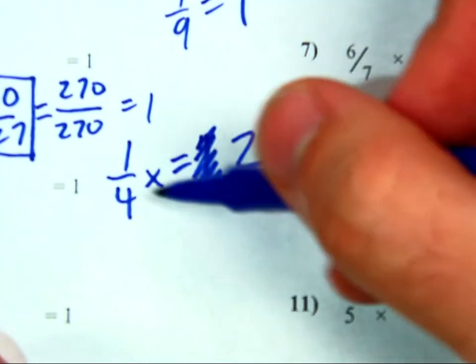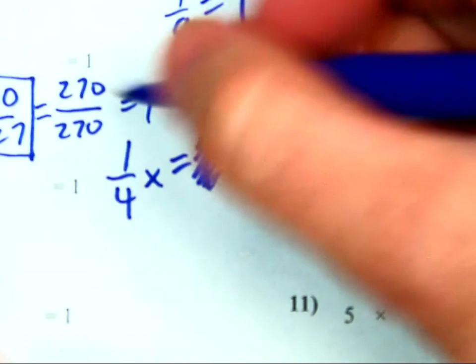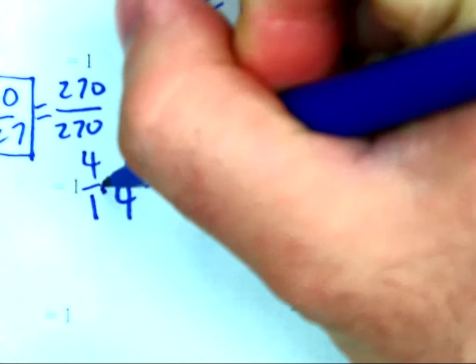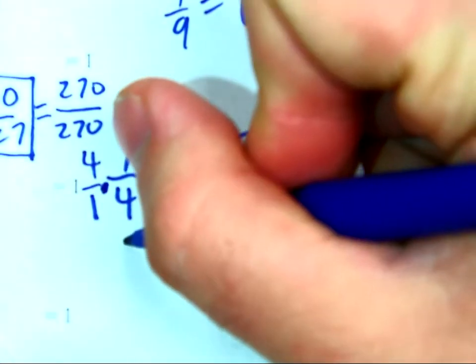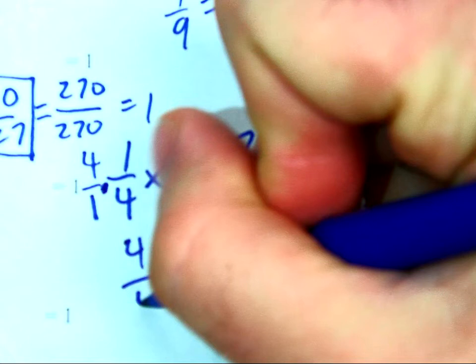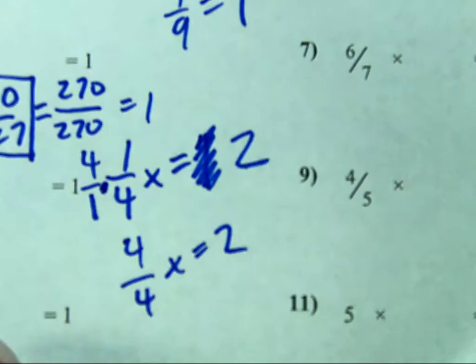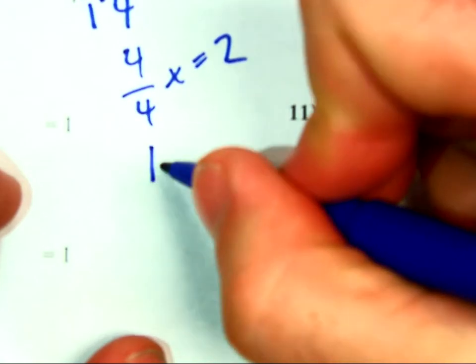I need to try to get x alone when I get to algebra. So what I do, I'm going to multiply times its reciprocal. 4 times 1 will be 4. 4 times 1 will be 4. Times x will equal 2. I know 4 over 4 equals 1. So 1x equals 2.